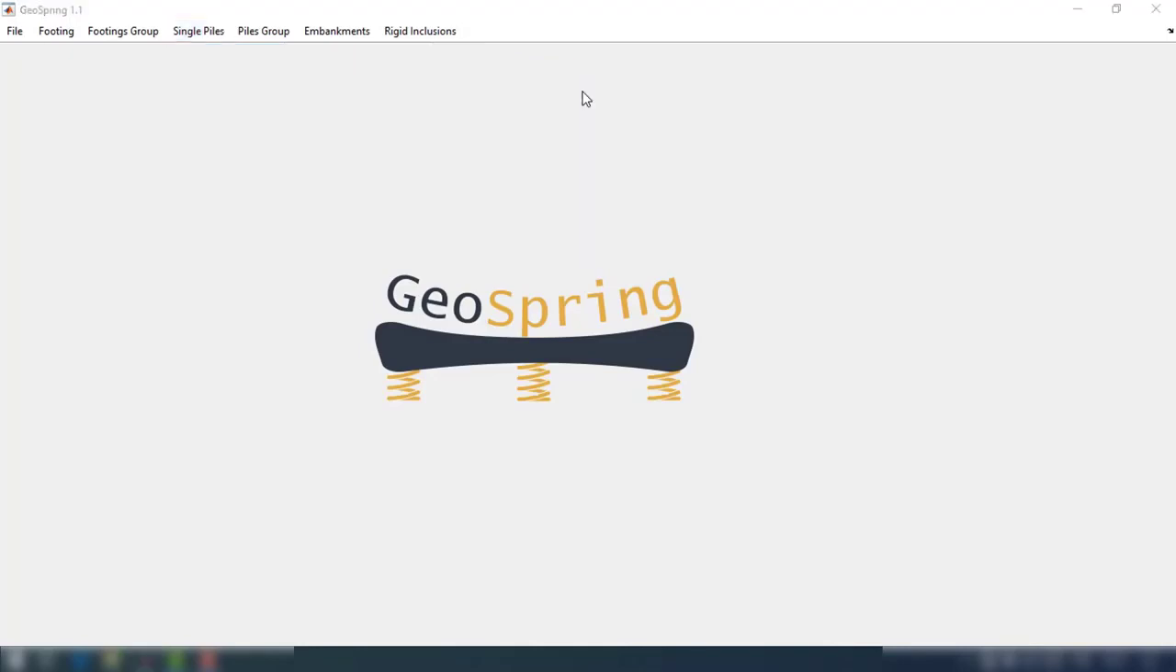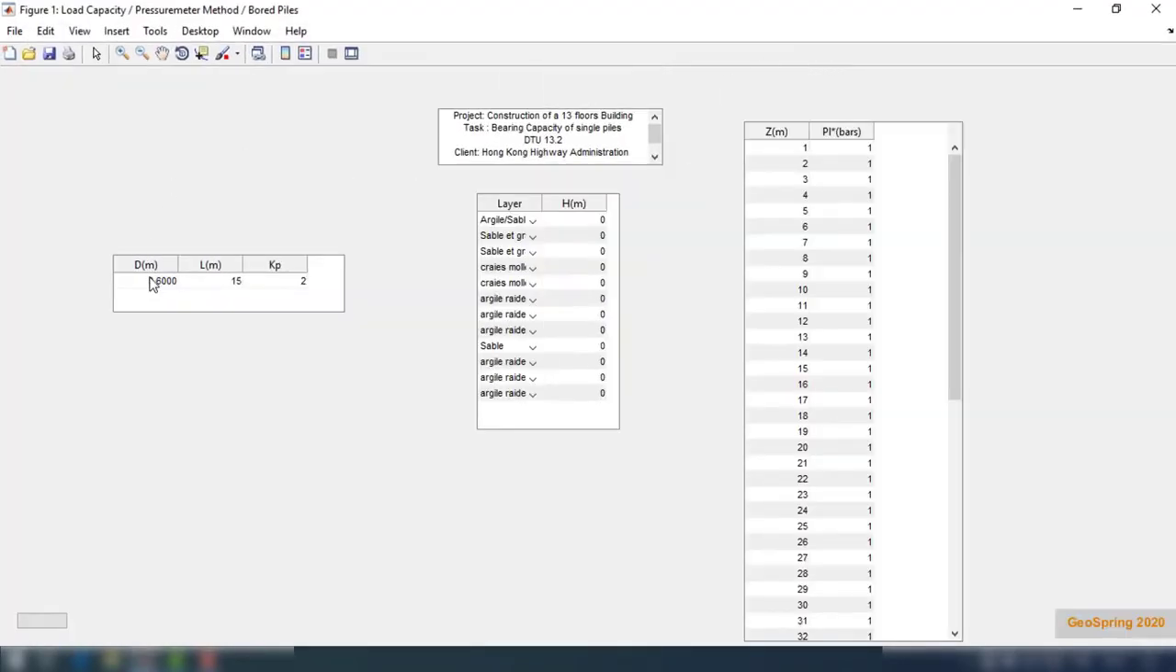Let us go, for example, to bored piles. Here you will put the geometry of your pile. For example 0.8, the length for example 12, and Kp equal to 1.1. The bearing factor Kp depends on the pile execution process. When we have a compaction task or a driving task, the value of Kp will be higher than 2, and when we don't have a driving process or a compaction task, the value of Kp will always be lower than 1.6.